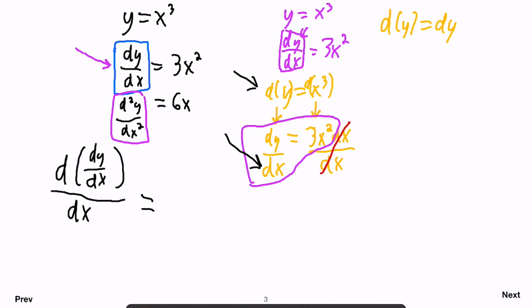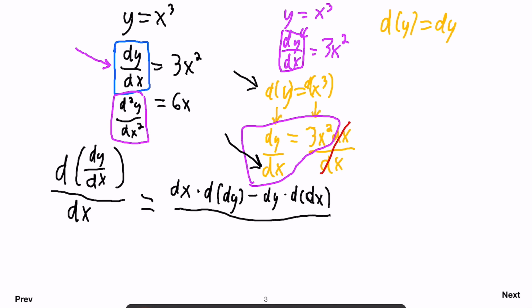So the quotient rule: you take the denominator, multiply it by the differential of the numerator, minus the numerator times the differential of the denominator, all over the denominator squared, and this is all over dx.